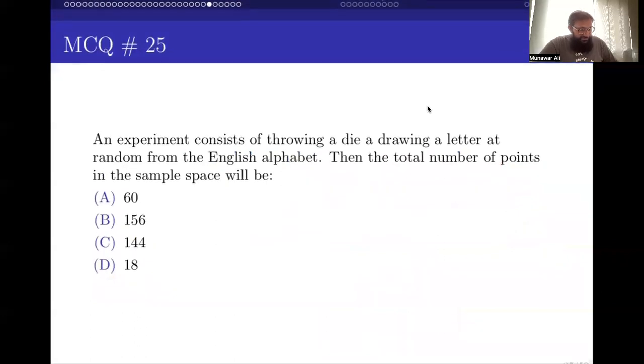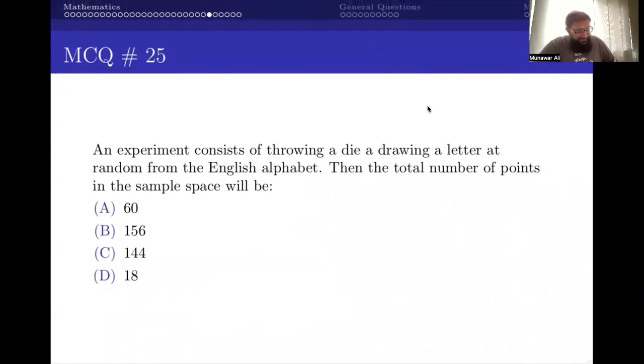Okay, MCQ number 25. An experiment consists of throwing a die and drawing a letter at random from the English alphabet. Then the total number of points in the sample space will be. So we have to find the total number of points in the sample space, and the formula for this is the basic principle of counting: if we can arrange some objects in n1 ways and other objects in n2 ways, then the total number of ways is the product of these.